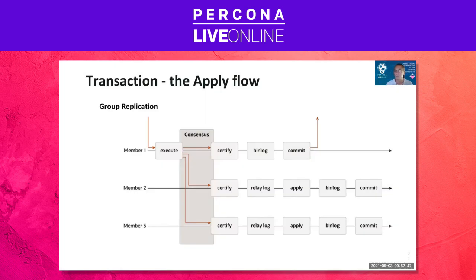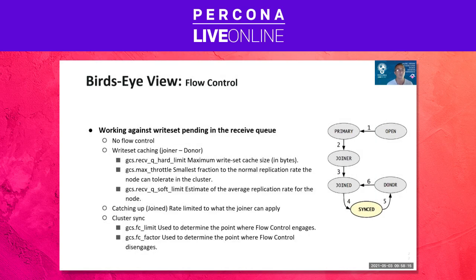Yes, there are moments where the graphs are very similar, and the ways of interaction are similar, not the same in the implementation, but very similar. And as you can see in group replication, there's local execution, consensus, certification, then it pushes to the binlog and then commits. While on the secondary, the receiver writes to the relay log, then they apply, then binlog, and then commit. So it's, again, an asynchronous process.